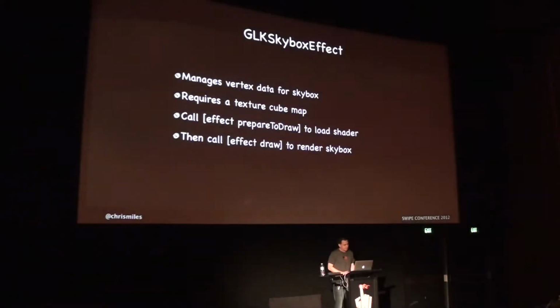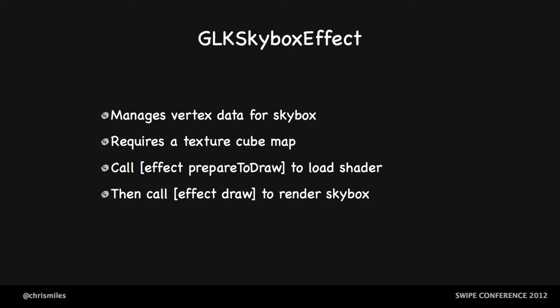So GLKSkyboxEffect manages the vertex data for the skybox that we want to render. It requires a texture cube map that we can create with GLKTextureLoader. And we call prepareToDraw to load in its shader, and then we call draw to actually render it out. We don't have to call any OpenGL drawing commands ourselves for that effect.